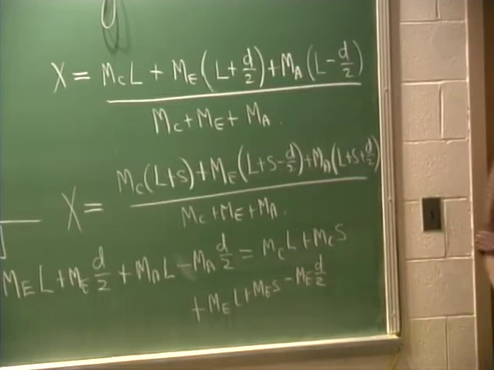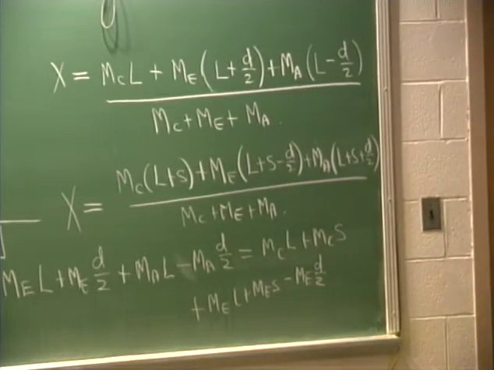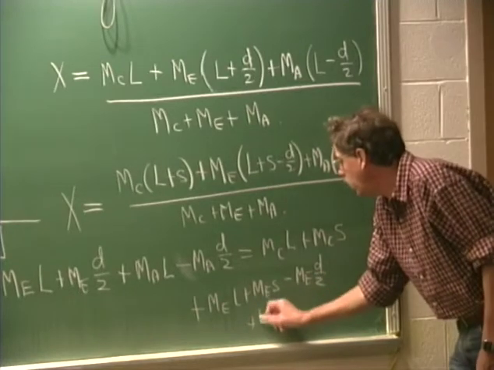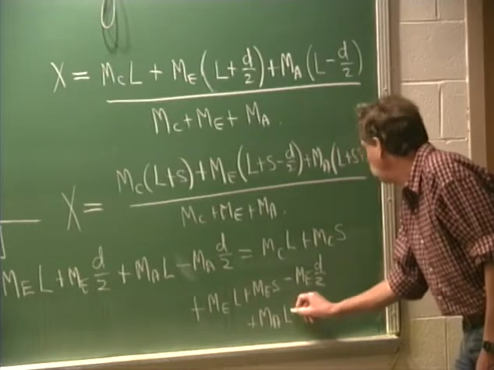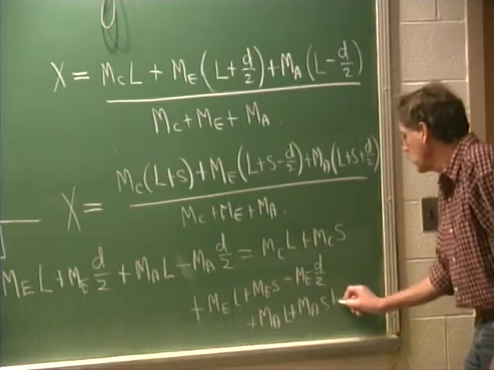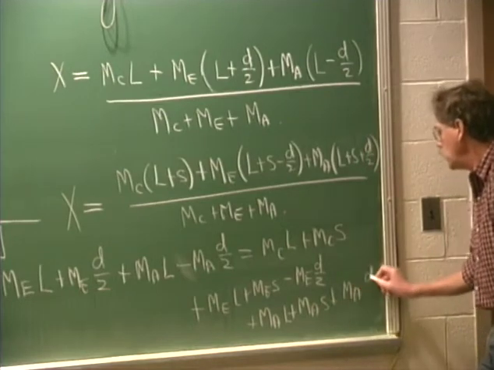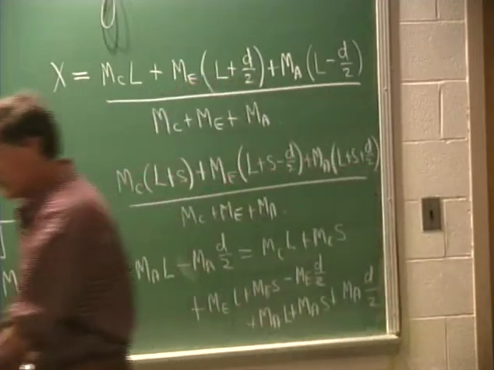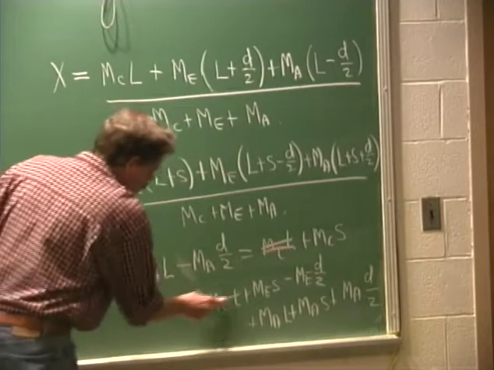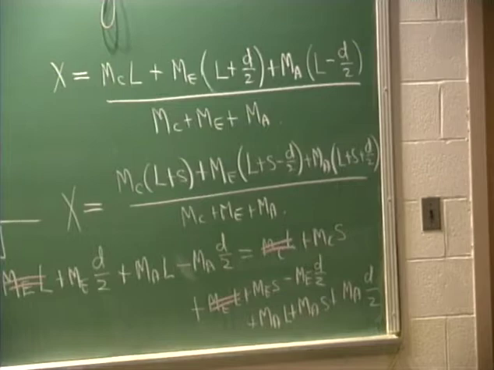I think part of the problem with this one was that people lost their nerve at about this point, thinking it can't be this complicated, but it really is. Okay, plus MA times L plus MA times S plus MA times D over 2. Now some cancellations really do take place. Let's see. I've got MC times L over here, ME times L, MA times L.